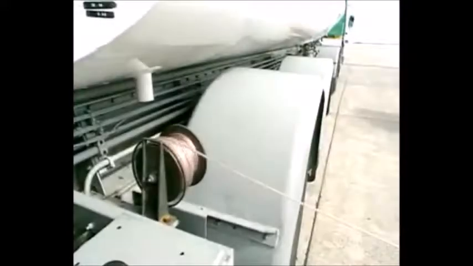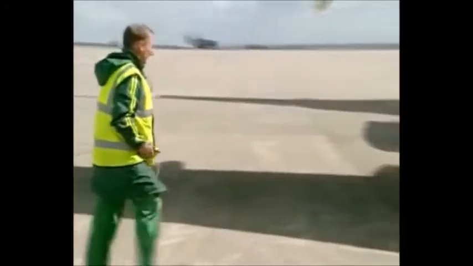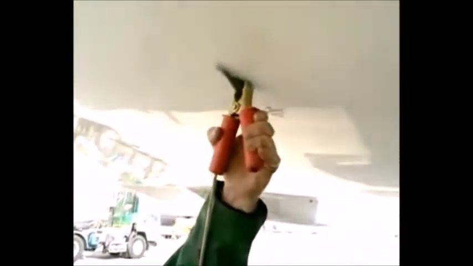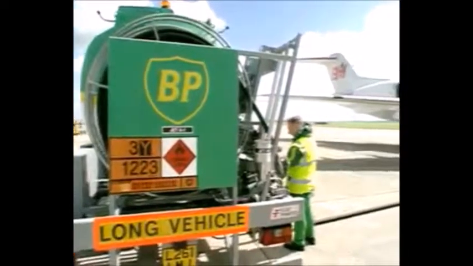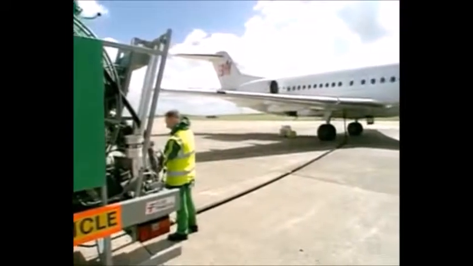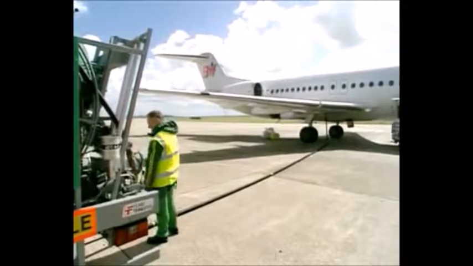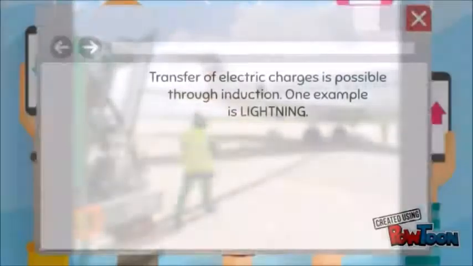To prevent the charge causing an explosive spark, a wire is connected between the tanker and the metal body of the aircraft before the fuel is pumped. The line ensures that no charge can build up on the plane. Both tanker and plane also have special tyres, which conduct electricity to the ground.